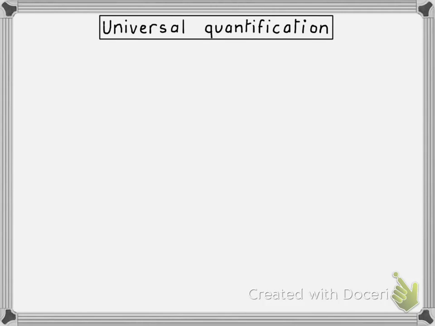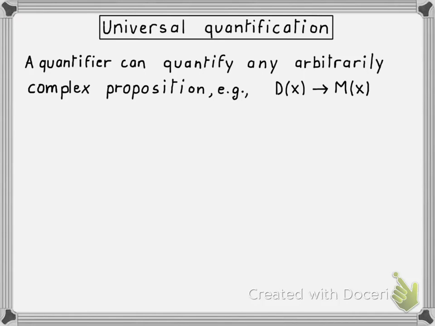Let's look at another example of universal quantification. For all x does not have to apply to a single atomic proposition like P of x. It can apply to any arbitrarily complex proposition like D of x implies M of x, although that's not quite a proposition, but let's not come back to that. So what we get as a result is for all x, D of x implies M of x.